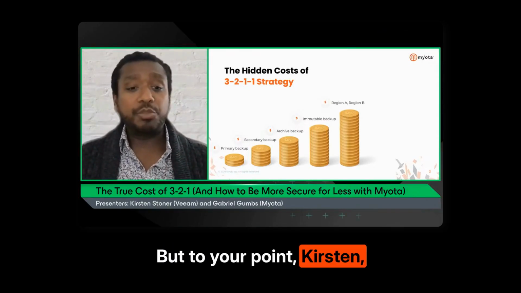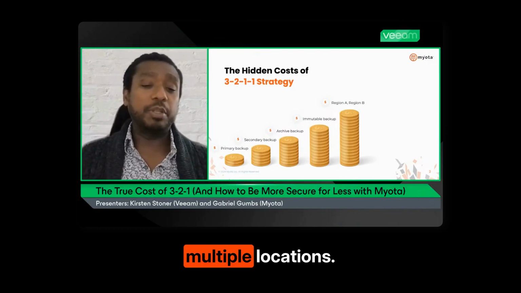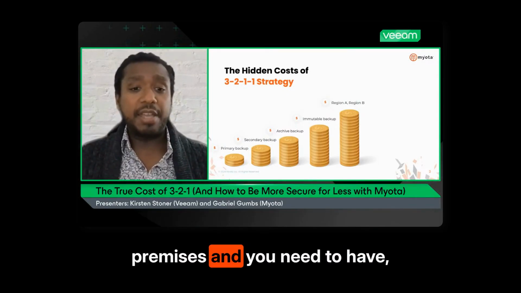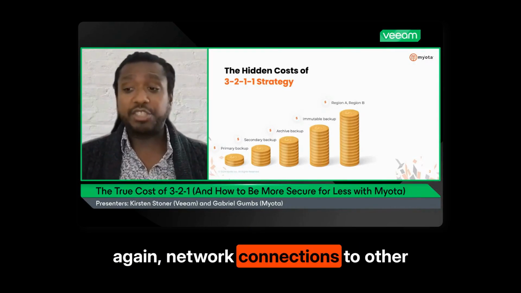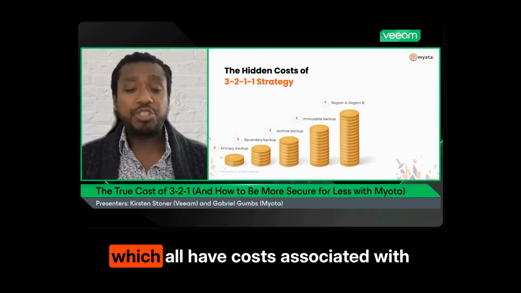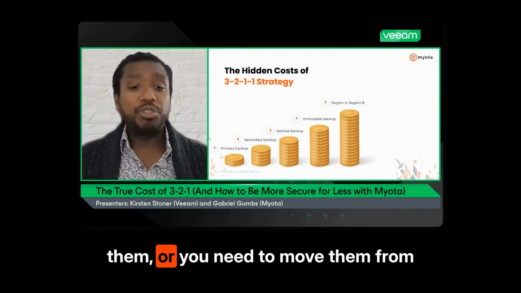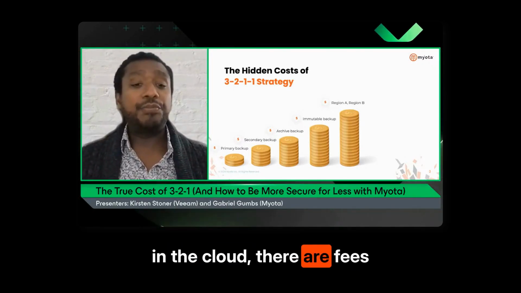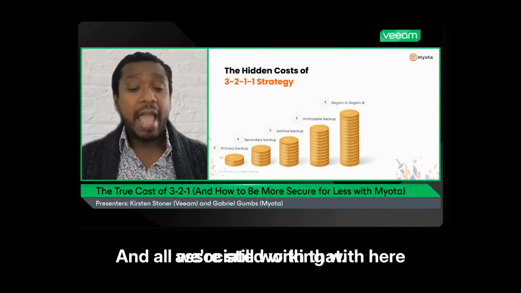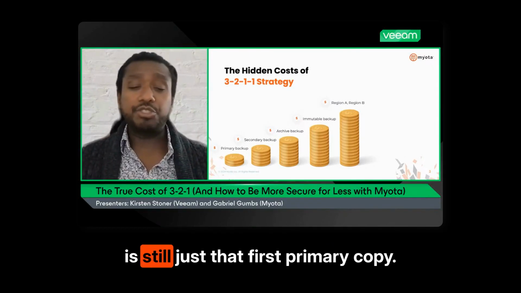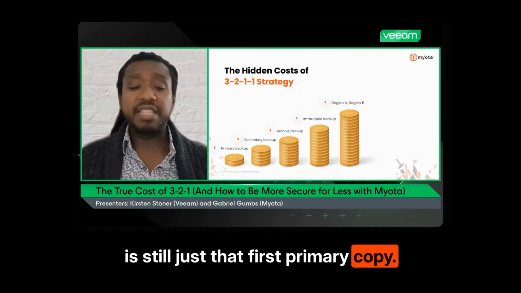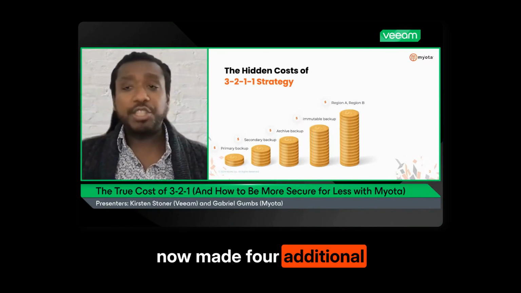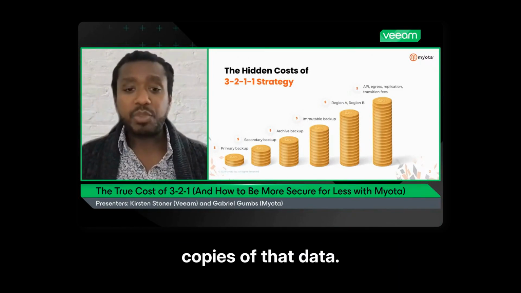But to your point, Kirsten, we also need to keep that data in multiple locations. So whether that data is on premises and you need to have, again, network connections to other physical locations, which all have costs associated with them, or you need to move them from regions A and B, et cetera, in the cloud, there are fees associated with that. And all we're still working with here is just that first primary copy. That's it, just that primary data. But we've now made 4 additional copies of that data.